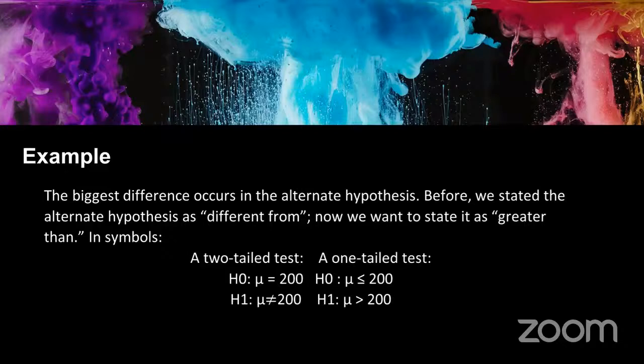The biggest difference here occurs in the alternate hypothesis. Before, we stated that the hypothesis is of a different form. Now we want to state that it is greater than, in symbols. Whereas a two-tailed test has H sub 0: mu is equal to 200 and H sub 1: mu is not equal to 200, a one-tailed test would have H sub 0: mu less than or equal to 200 and H sub 1: mu is more than 200.